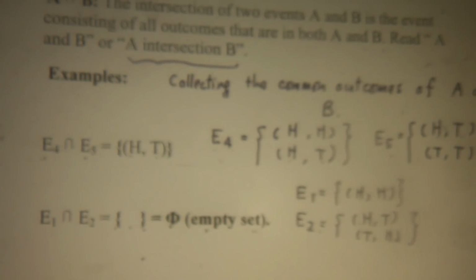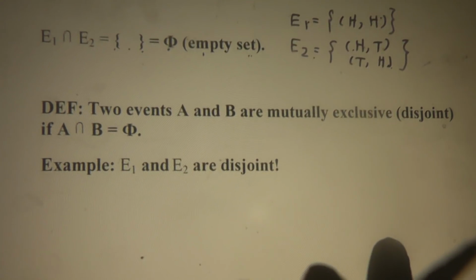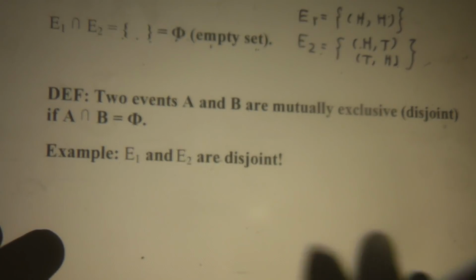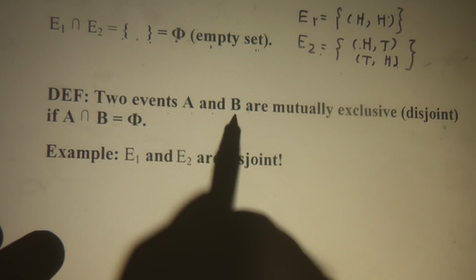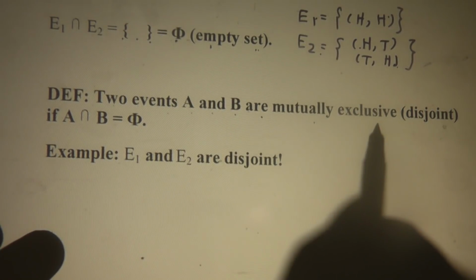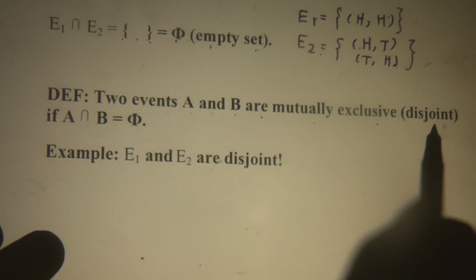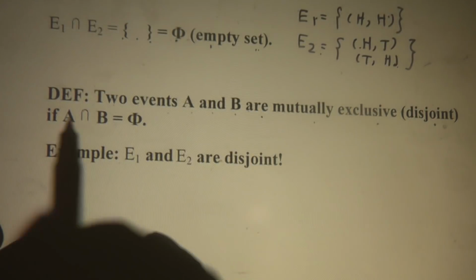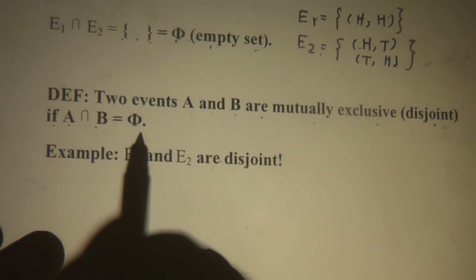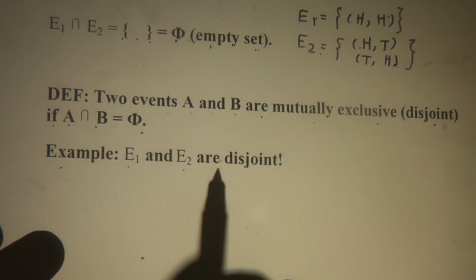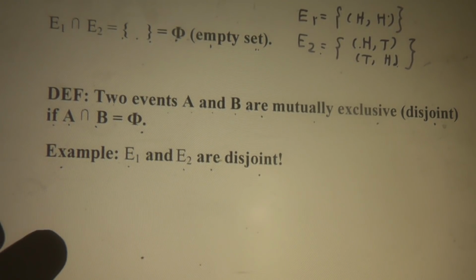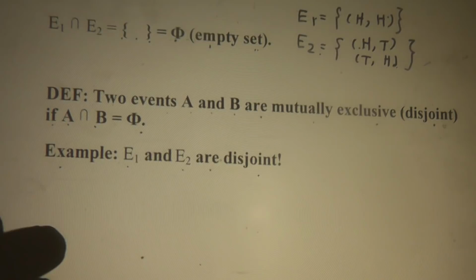When two events share no common outcome, we're going to give you another new definition. Two events A and B are mutually exclusive, or some textbooks call them disjoint, if A and B share no common outcomes. For example, E1 and E2 are disjoint, or you say mutually exclusive.